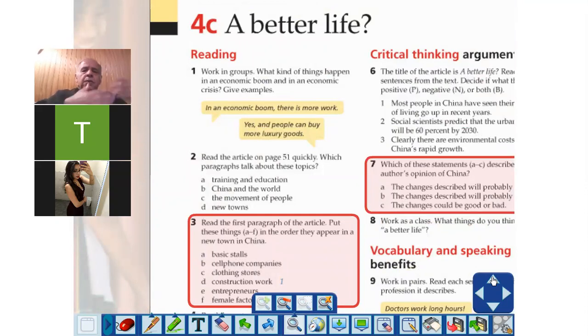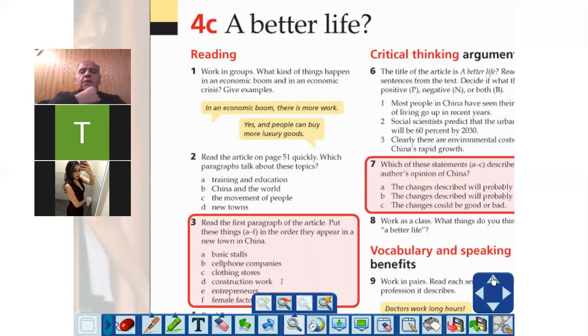First of all, we were talking about economy, and we have the words economic boom and economic crisis. What happens in an economic boom? There is more work. Any other thing? Some people can buy more luxury goods. Any other thing that happens when there is an economic boom? I'm guessing that, like you said, they have more jobs, so they probably build a lot of different buildings and bridges, and there's a more advanced technological way. Yeah, right. So there is more of everything.